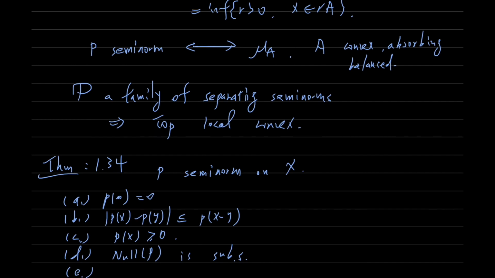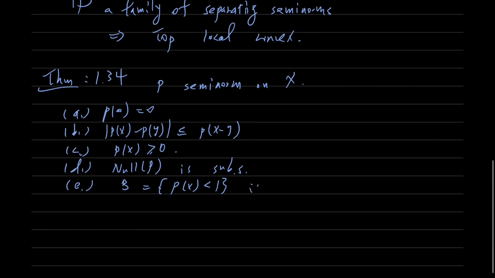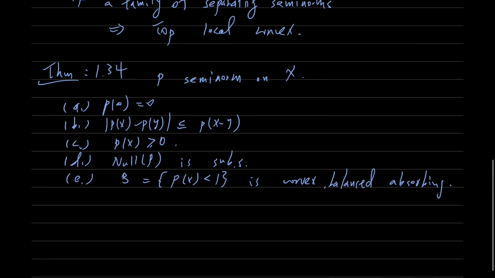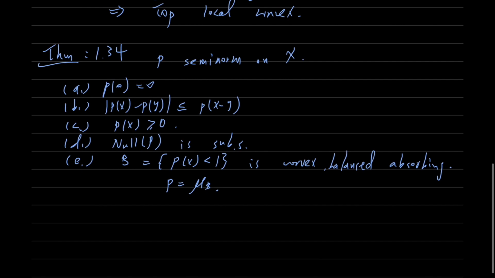E, the set B, defined to be the points such that the seminorm is smaller than 1, is convex, balanced, and absorbing. And we will prove a converse later. And the seminorm p is equal to the Minkowski functional given by the set B.